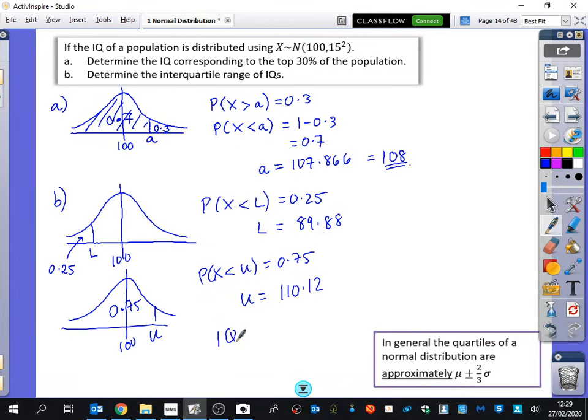So the interquartile range is 110.12 minus 89.88, which is 20.24.